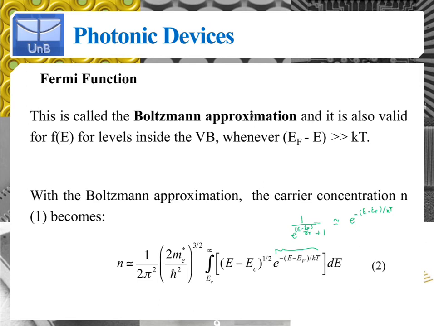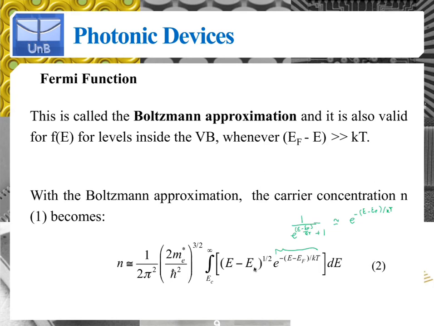So as a recap, we have used the Boltzmann approximation, which is to approximate the probability of occupation, the Fermi distribution function, by ignoring the 1 here, and this can be done as long as this term here is much greater than 1. We can approximate this by just 1 over this term right here, right? And then the integral becomes this.